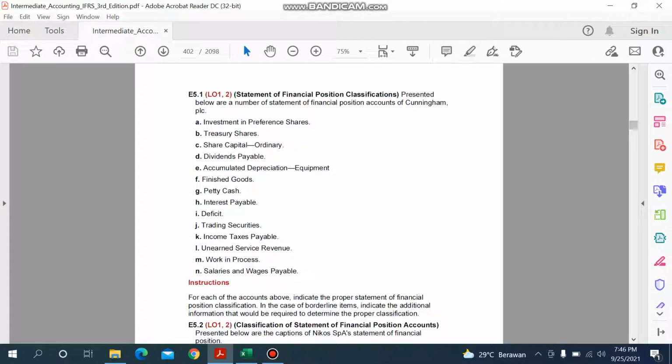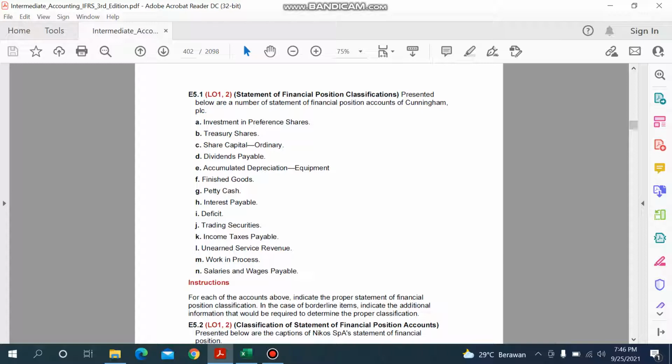Okay, the first question is E5.1. Presented below are a number of statement of financial position accounts of Cunningham PLC. So there are A to N. We need to indicate whether all of these accounts are included in which position in the statement of financial position.